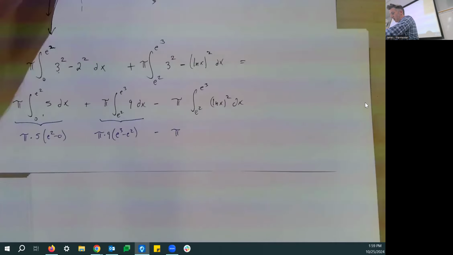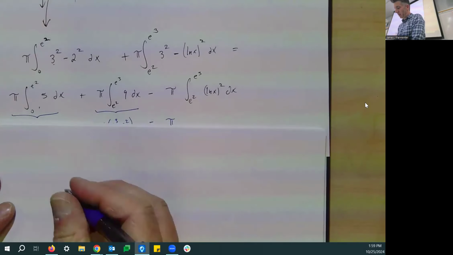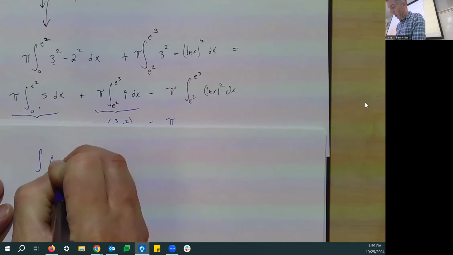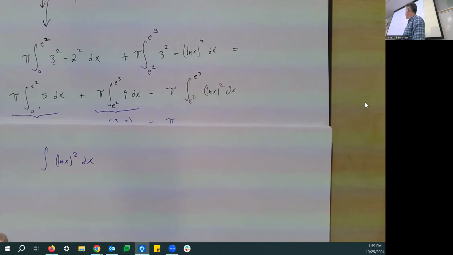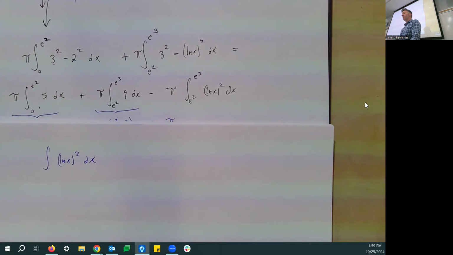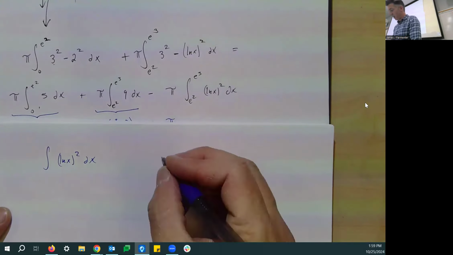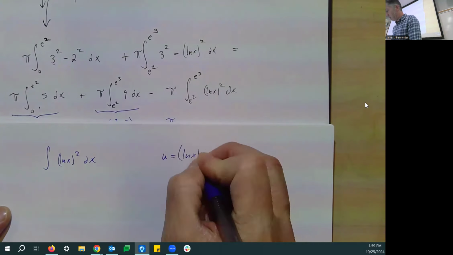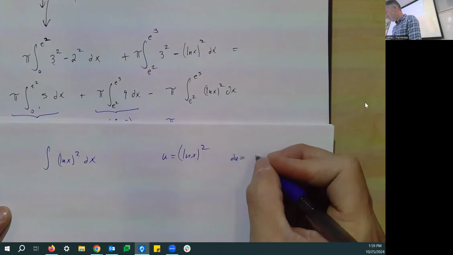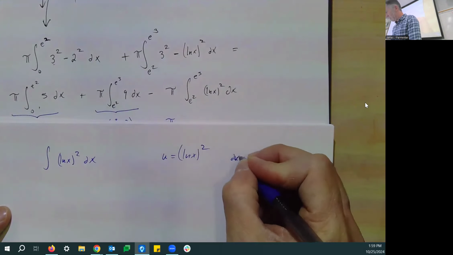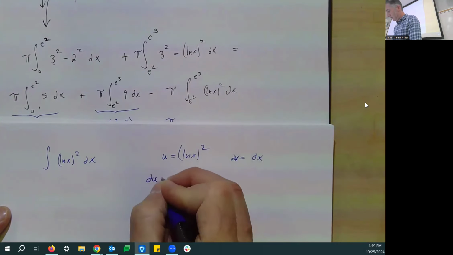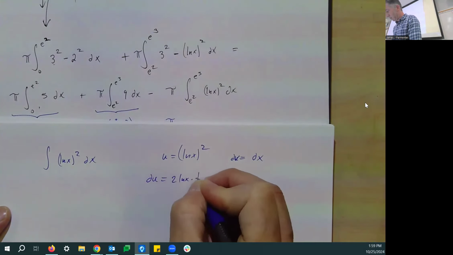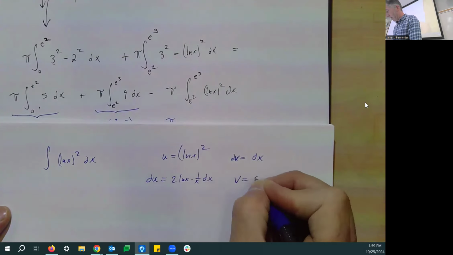And that's where I would say, okay, off to the side, let's do the integral of the natural log of x squared. And I'm not thrilled about that. I'm really not thrilled because it's going to take integration by parts twice. You're first going to let u equal the natural log of x squared. My dv is going to be dx. My du is going to be 2 natural log of x times 1 over x dx. My v is going to be x.